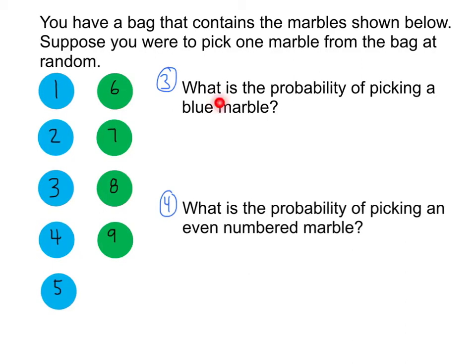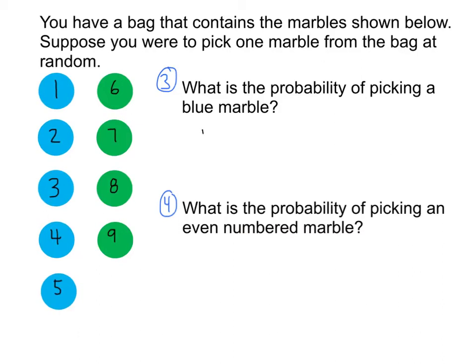Probability of picking a blue marble for 3, probability of picking an even number marble for 4. Go ahead and pause and write down your answer. These should have been pretty simple. Also, I should have said, let's use our probability notation.